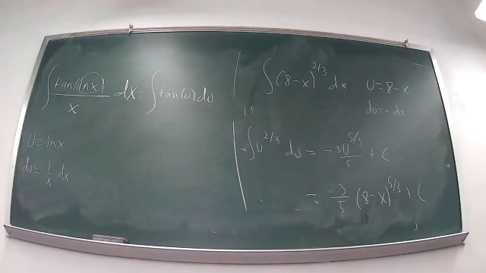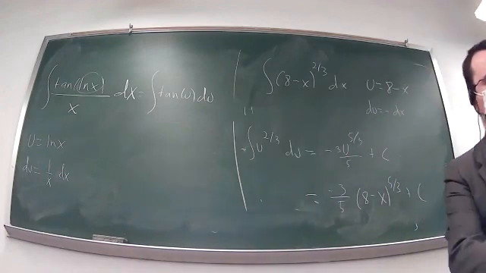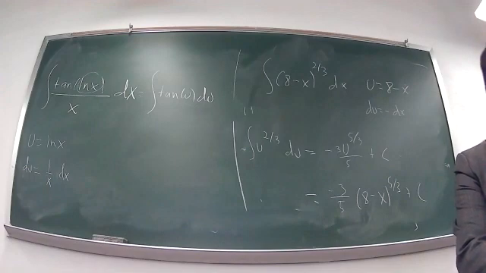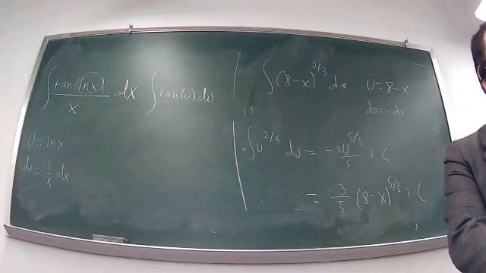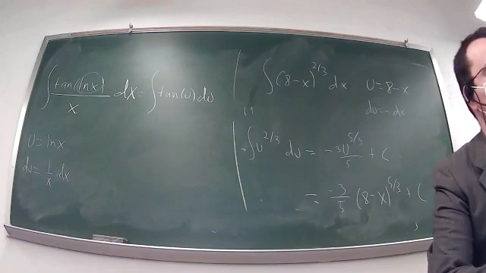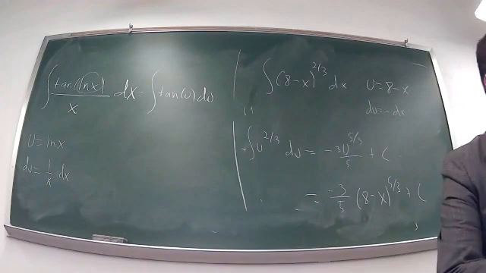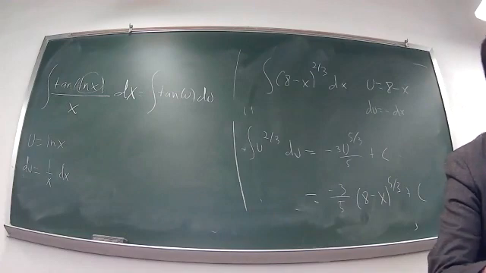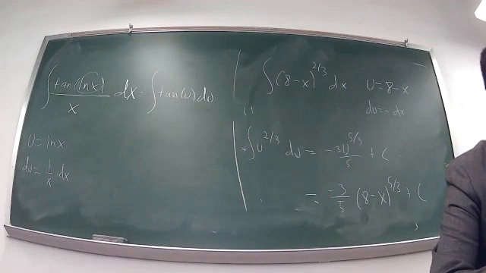What's the antiderivative of tangent? Does anybody remember that? Have we seen that? What's the antiderivative of tangent? The derivative of tangent is secant squared. So the antiderivative of secant squared is equal to tangent. Is this like secant tangent? Okay, yeah.